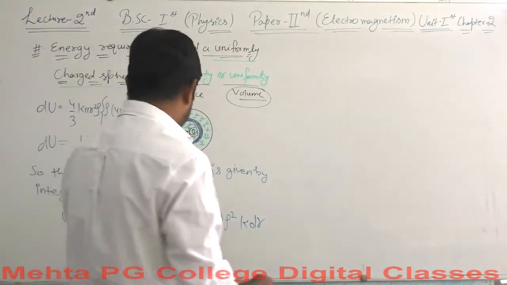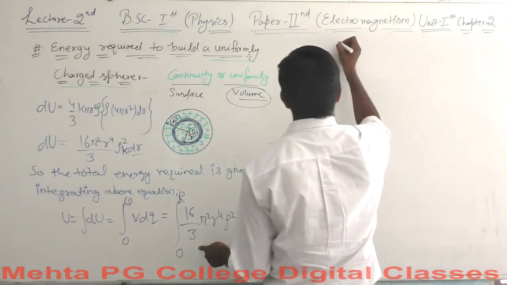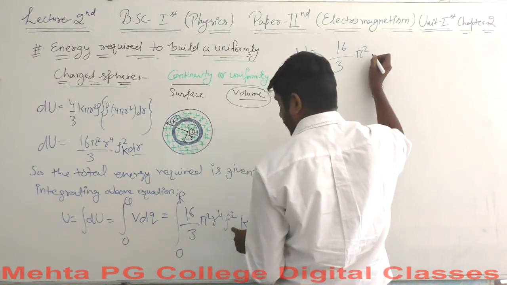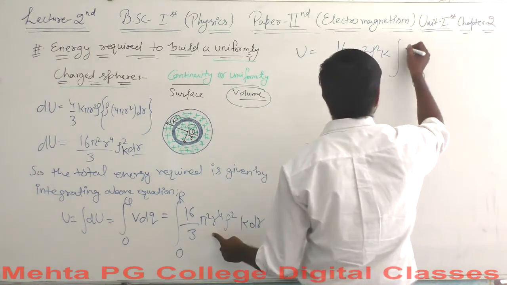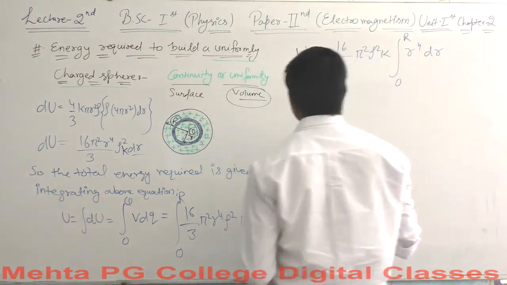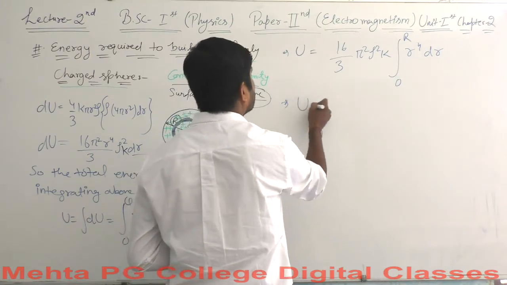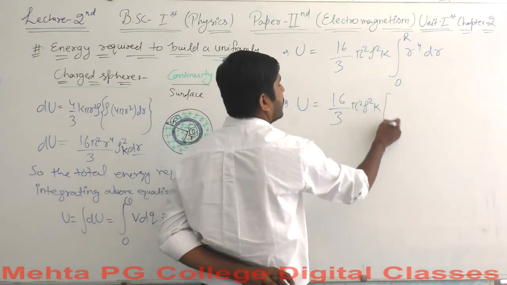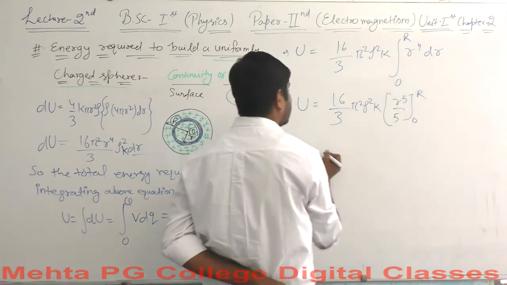Okay. So let's do it. U is equal to, which are the constant values? Let's say 16 upon 3 is a constant, π² is again a constant, ρ² is a constant, and k is a constant. So the only thing that remains is r⁴ dr, integration value 0 to capital R. This is U, sorry. Okay, so now what should be the value of U here? Let's say these are constants, that doesn't matter. This is r raised to power 5 upon 5, 0 to capital R.